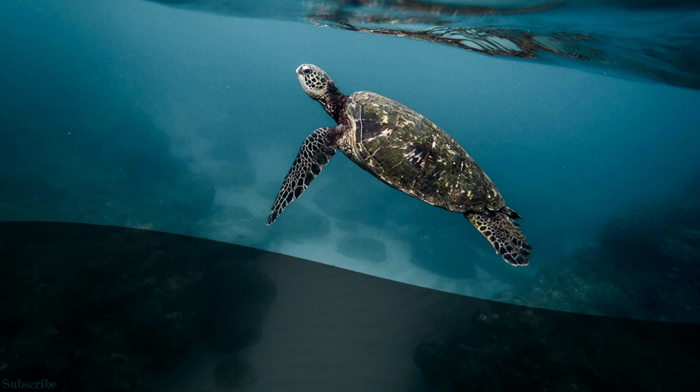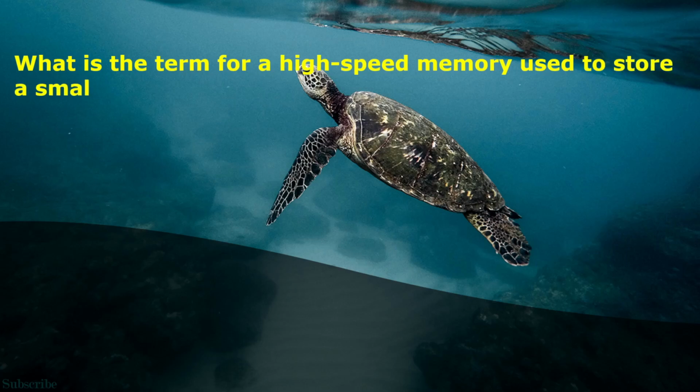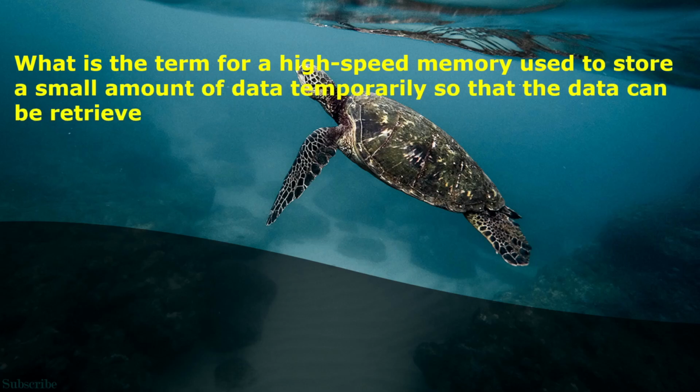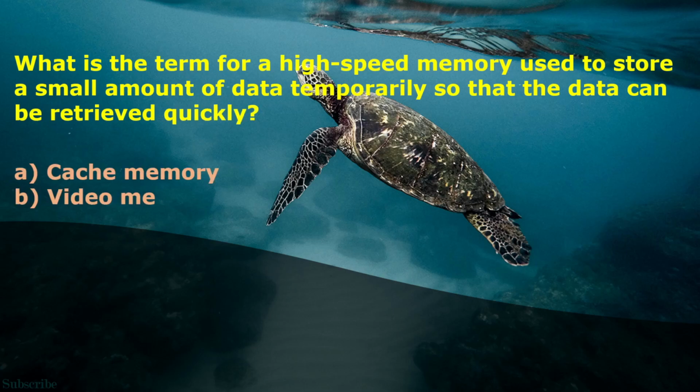Question number 15. What is the term for a high-speed memory used to store a small amount of data temporarily so that the data can be retrieved quickly? A. Cache memory. B. Video memory. C. Volatile memory. D. Scratchpad memory.